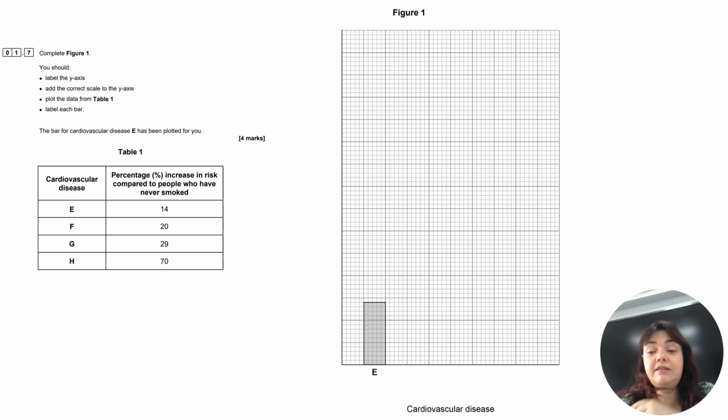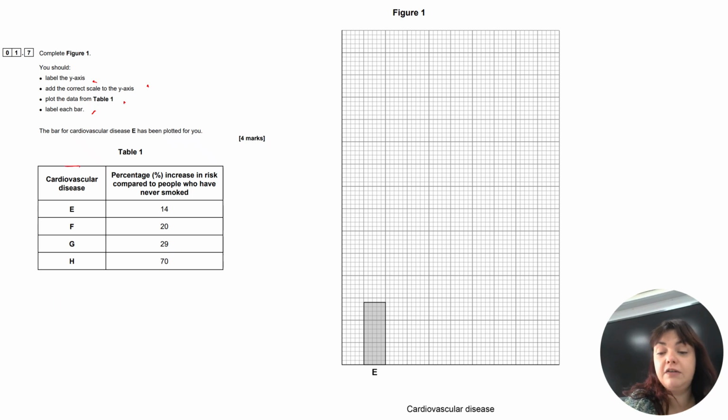Okay, so this is where you've been asked to make a bar chart of the data that was provided. So I've re-put table 1 there. Now, you get 4 marks for this: 1 mark for labeling the axis, 1 mark for scaling, 1 mark for drawing the bars, and then 1 mark for labeling each bar. To be fair, there are not many times that pupils don't get the full 4 marks for this, but it normally comes from mislabeling or not labeling the y-axis.